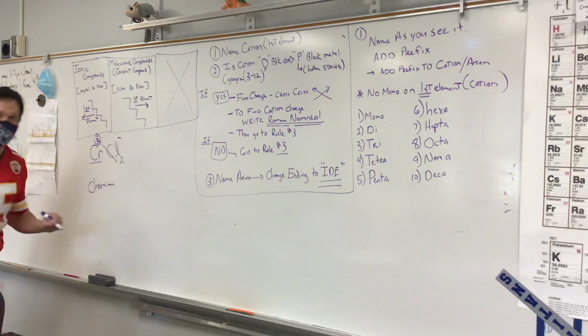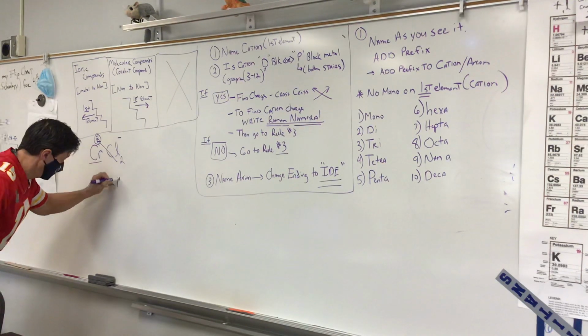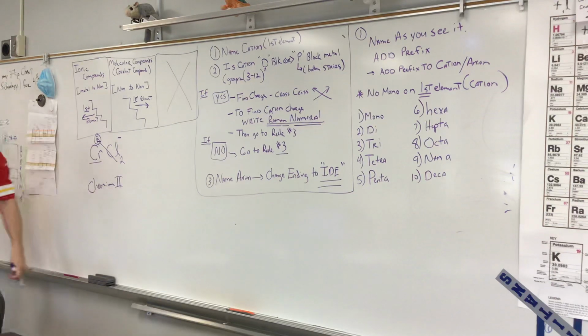Here it is. Ready? This is tough stuff. Hey, that's all I had to do. Put a Roman numeral. Chromium 2. So, what that tells me is chromium, that metal that's a D block, has a +2 charge. Because it's a transition metal, and it can have different charges. That's why it's in that rule.